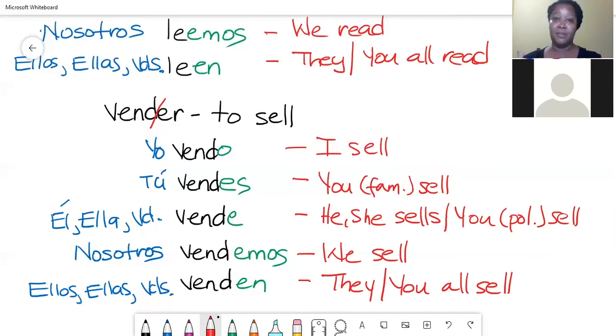And there you have it in a nutshell, conjugating regular ER verbs in the present tense. I hope that you had a good time and that you're going to go find some regular ER verbs to continue your conjugation practice. Adios.